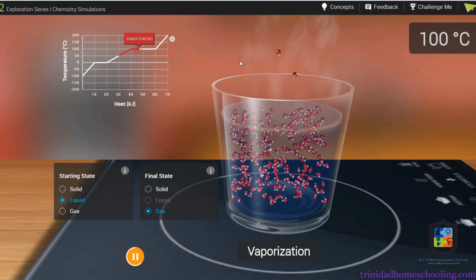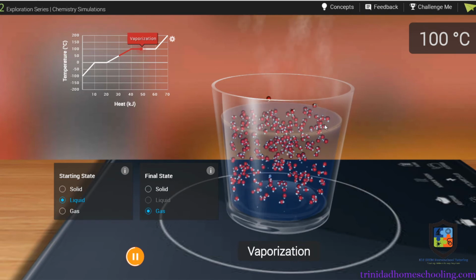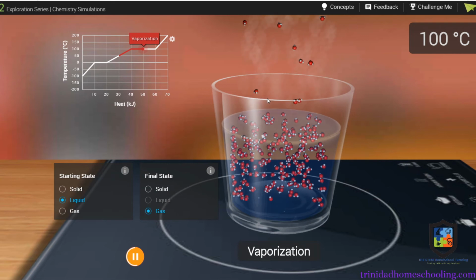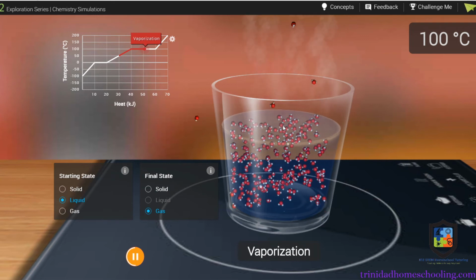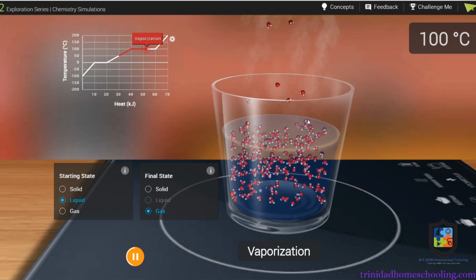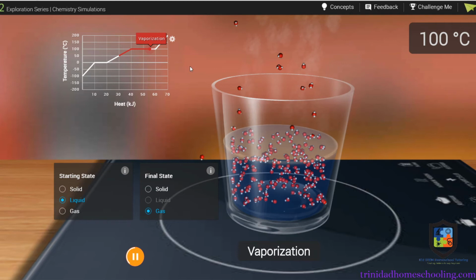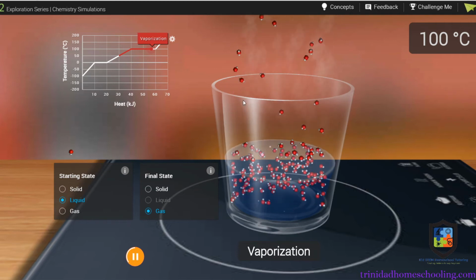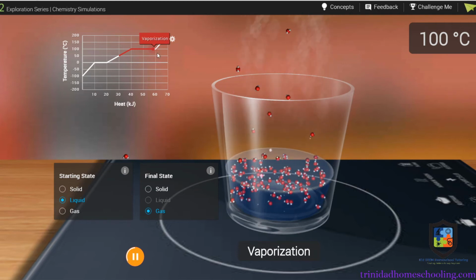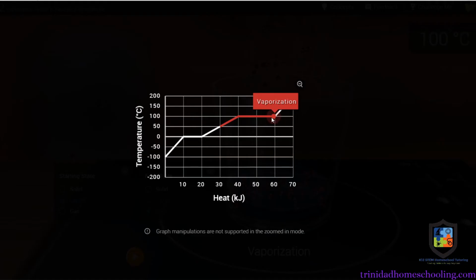We have water vapor, we have water molecules escaping. It's actually boiling here. Okay, the volume, look at the level of the water, it's decreasing, so we're actually losing some amount of water here. Right, it's still boiling. Okay, so now we are at the end of this flat line here, and now we are going to increase temperature.